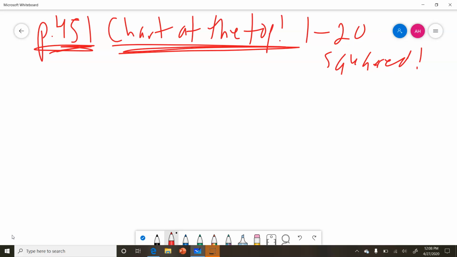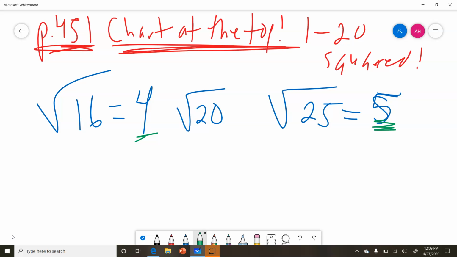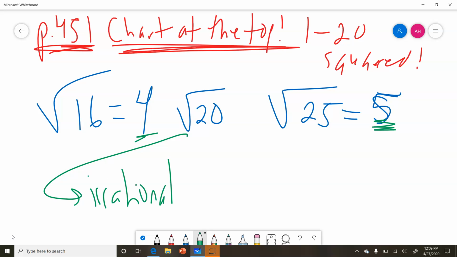Now, where this lesson gets a little harder is, we have the square root of 16. That's easy because that's 4. Or the square root of 25. That's easy because that's 5, right? You guys learned that way back. But what happens when we have the square root of 20? Obviously, it's not 4 and it's not 5, which means that the square root of 20 is what we call irrational. Okay, it doesn't end. It's not an exact number.